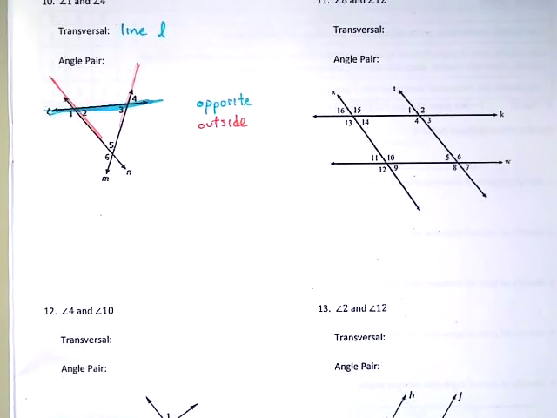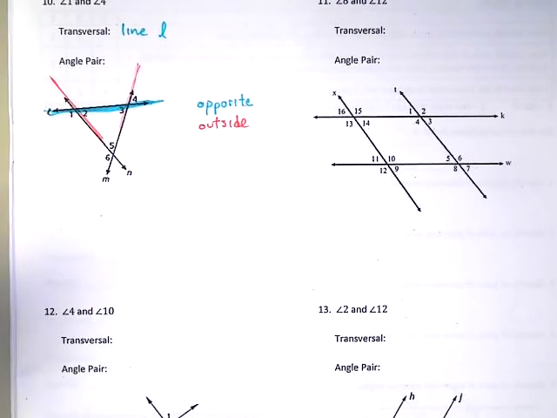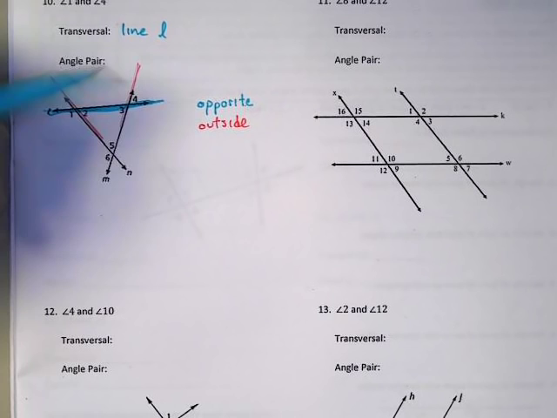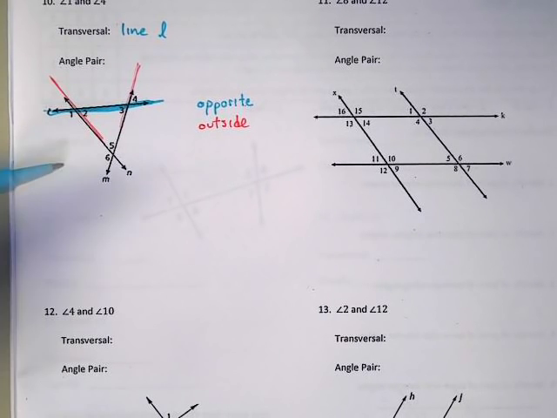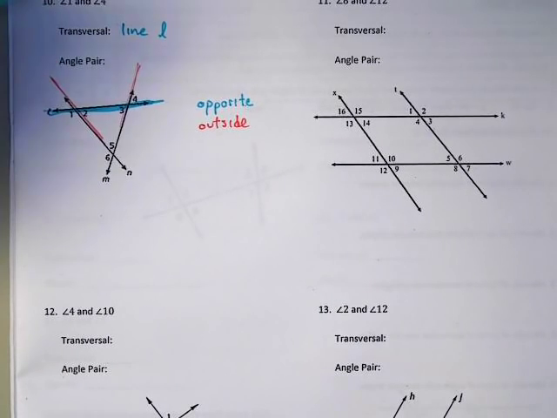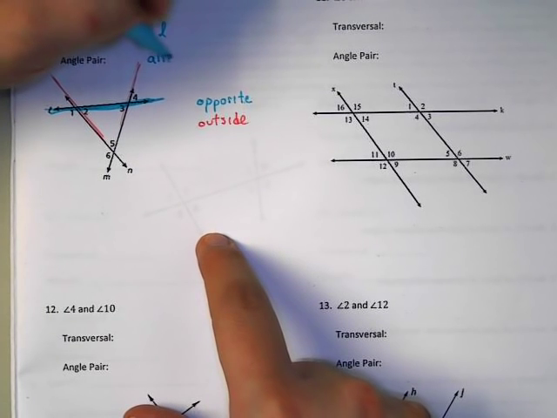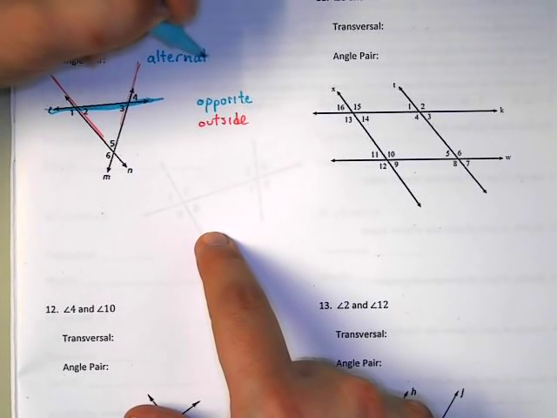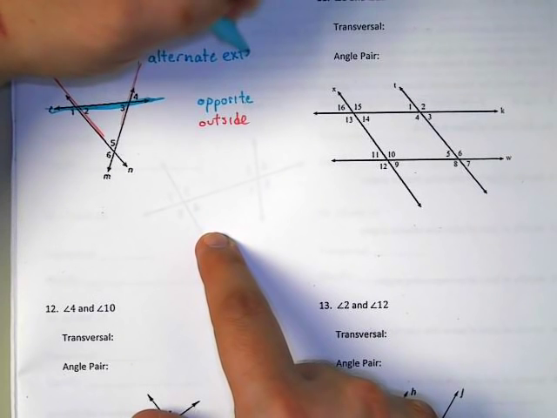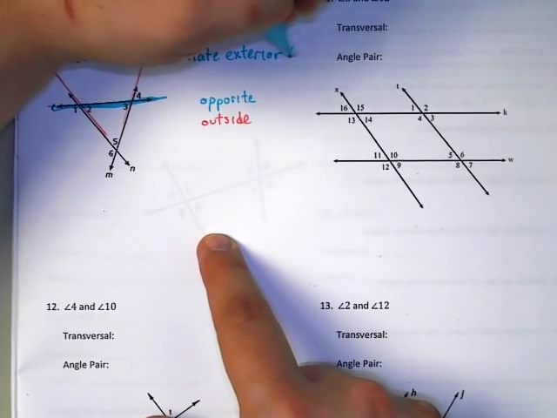So for the time being, if you need to go back to your notes and figure out what's outside and opposite, then do it. For me, I just think opposite I know has to be alternate, and outside means exterior. So I know that these are alternate exterior angles.